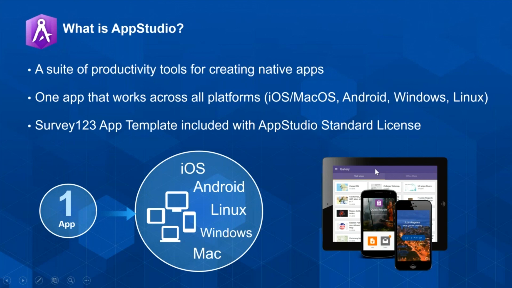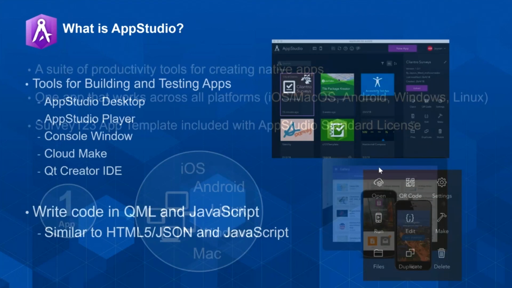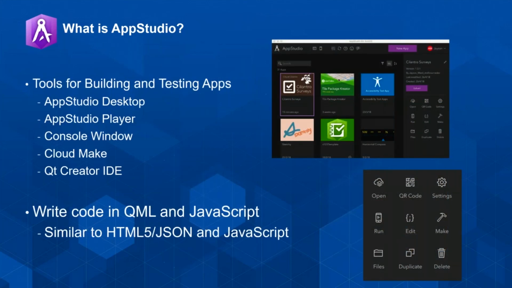A little more on what AppStudio is. So what do you get with AppStudio? Well, you get tools for building and testing your apps. You get AppStudio Desktop. This is a tool for managing your applications, for starting up new applications, for requesting builds, and working with your apps. We also include AppStudio Player, a really unique tool for quickly viewing your app on different devices without actually having to generate a build and push it to the device, but quickly running those apps on your test devices.